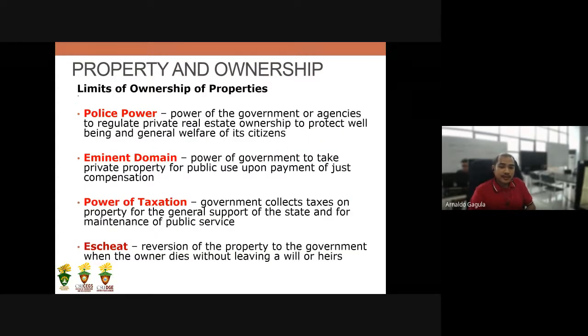So there are also limits of ownership of the properties. No, this was the power of the government. Una, police power. Though you have a freedom sa imuhang specific land, specific ownership sa imuhang land, so natin itawag na police power. So the power of the government or agencies to regulate private real estate ownership to protect the well-being and the general welfare of its citizens. Police power. So right ni government to take over your property or to take responsibilities, no, sa police power.